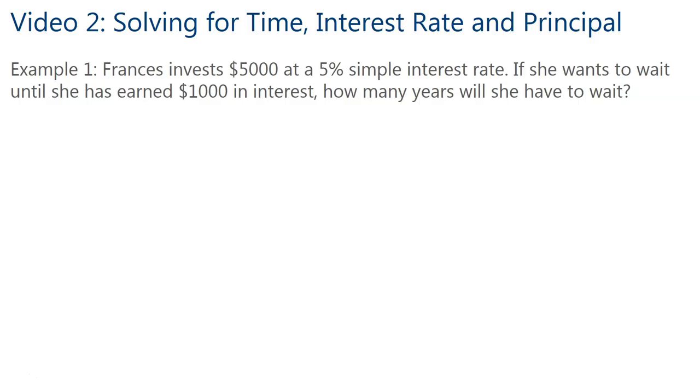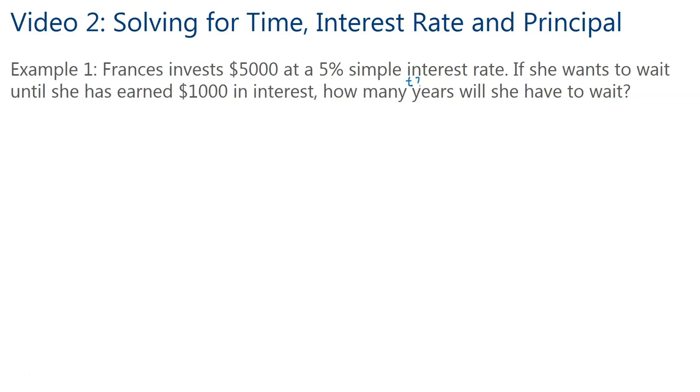So example 1. Frances invested $5,000 at a 5% simple interest rate. If she wants to wait until she has earned $1,000 in interest, how many years will she have to wait? So it asks for how many years, means we're looking for our T value.